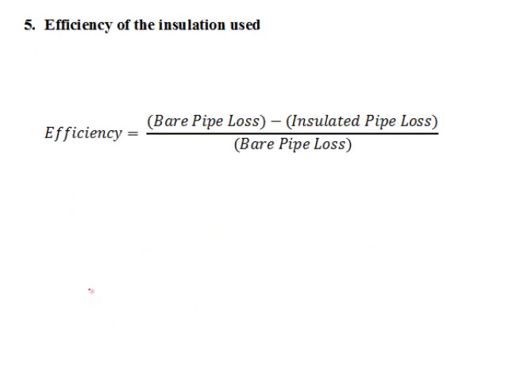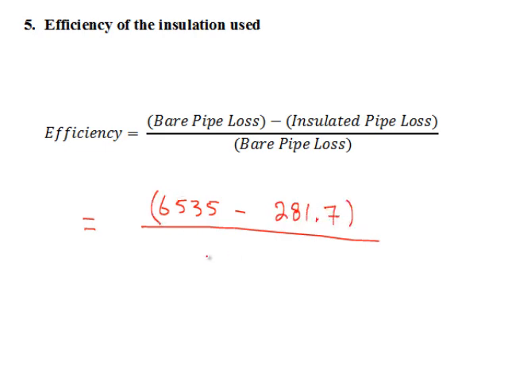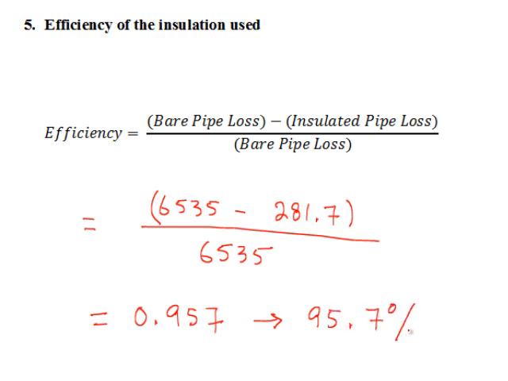In the fifth and final step, we determine the efficiency of the insulation that we used, and that would be given by the ratio shown here, which is the ratio of the bare pipe heat loss minus the insulated pipe heat loss divided by the bare pipe heat loss. So those values would come to 6535 minus 281.7 in the numerator divided by 6535 in the denominator. The units cancel out and we get a value of 0.957, that is 95.7% efficiency.